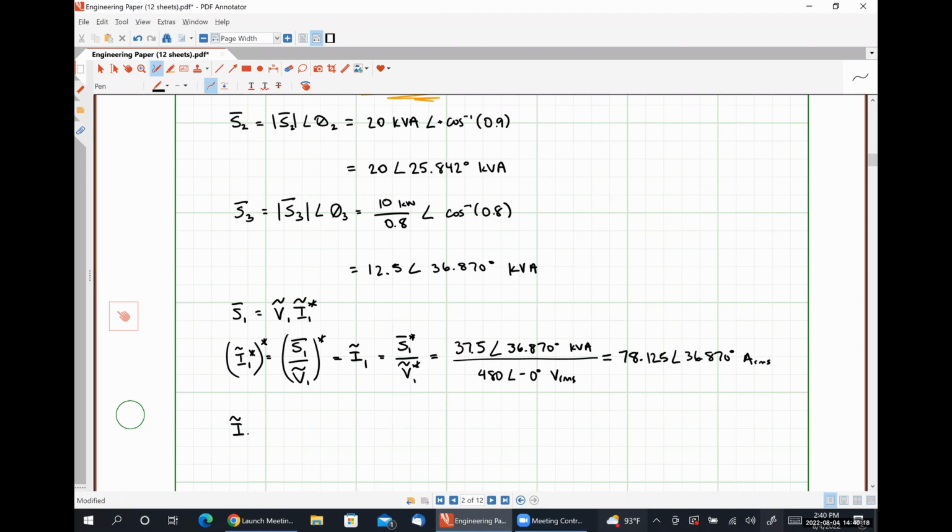Our RMS phasor current I2 will just be the complex conjugate of S2 over that same voltage, because all of those loads are connected in parallel. So here the conjugate of S2 is going to look like 20 angle -25.842 degrees kilovolt amps over 480 angle -0 volts RMS.